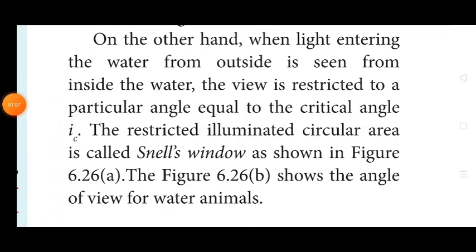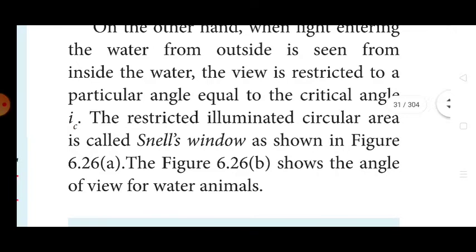On the other hand, when light entering the water from outside is seen from inside the water, the view is restricted to a particular angle equal to the critical angle, that means iC. The restricted illuminated circular area is called Snell's window. So, Snell's window is clearly shown in diagrams 6.26a and 6.26c. It shows the view of water animals.